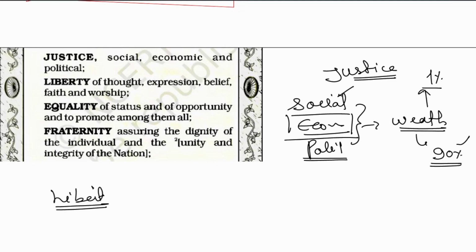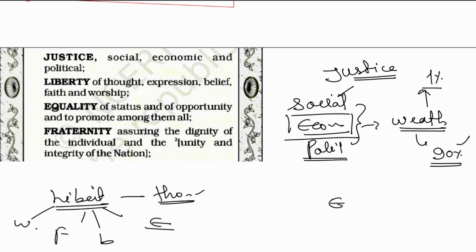So liberty of what things? Thought. That means you can think anything. All right, expression, belief, faith, and worship. This is the second thing. All right, then third thing is equality of what? Status and opportunity. So this is also being harmed because of the plutocracy.